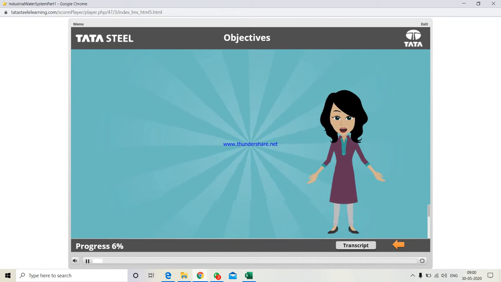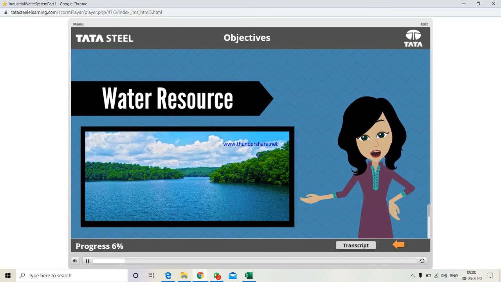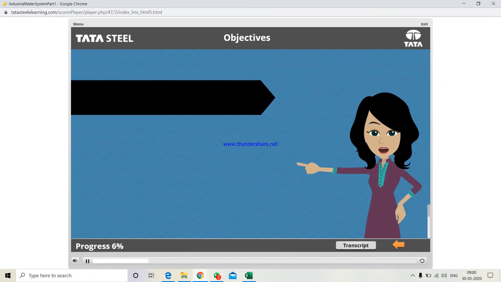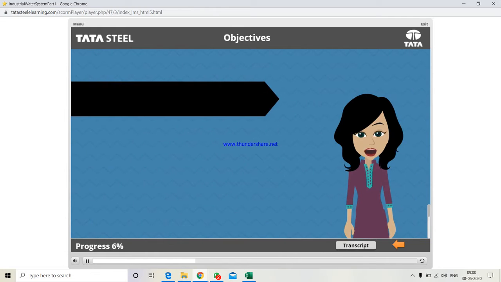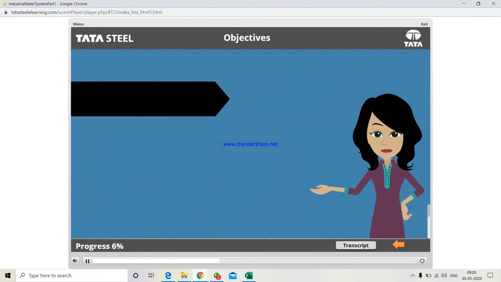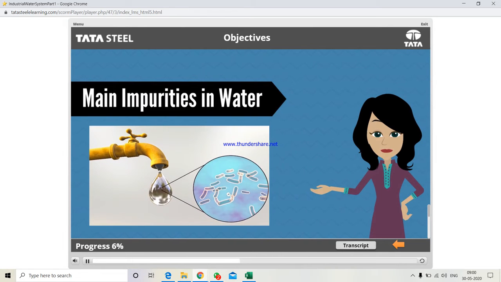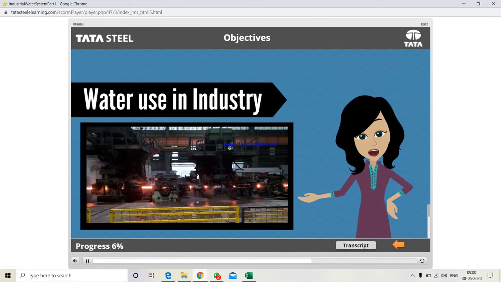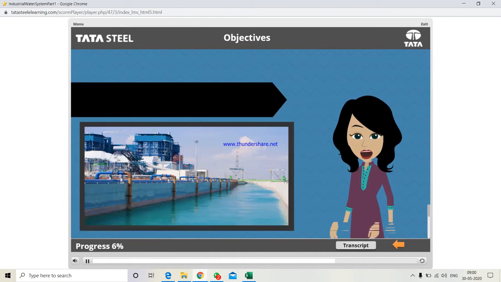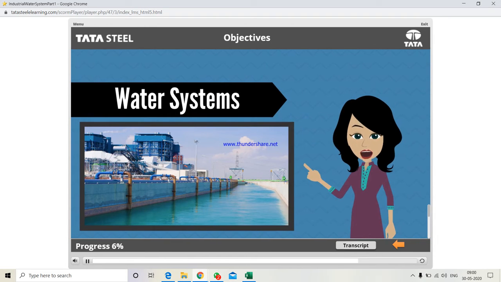This module will enable you to give a briefing about water resource, sources of water, study about the water supply, describe the water cycle, explain about main impurities in water, describe the types of water in steel manufacturing industry, get an overview of water used in steel manufacturing industry, explain the types of water systems, service water system, industrial water system, and clarified water system.